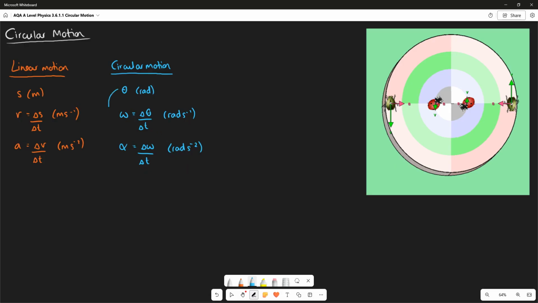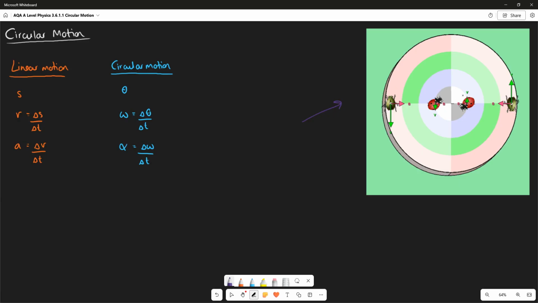But the relationship between these variables and these variables is the same. The rate of change of angular displacement is angular velocity, and the rate of change of angular velocity is angular acceleration. Just like the rate of change of displacement is velocity, and the rate of change of velocity is acceleration.